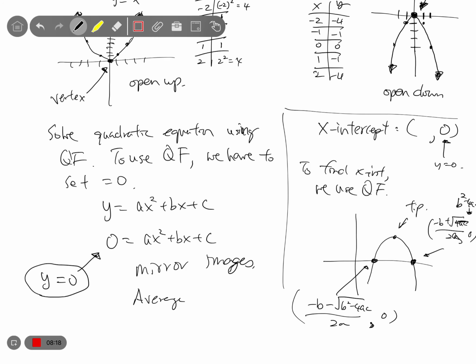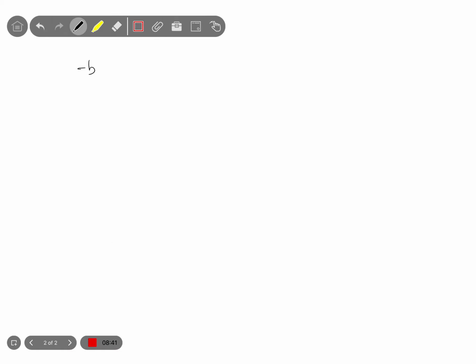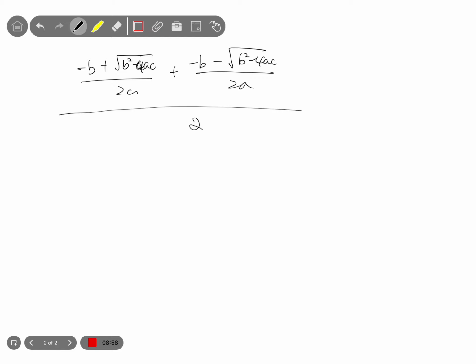So average x-intercepts will give me the middle. Which means I'm going to take the two answers we get from quadratic formula, and I'm going to find the average of that. So let's do this. Negative b plus square root of b squared minus 4ac over 2a, plus negative b minus square root of b squared minus 4ac over 2a, and then I'm going to find the average of that.